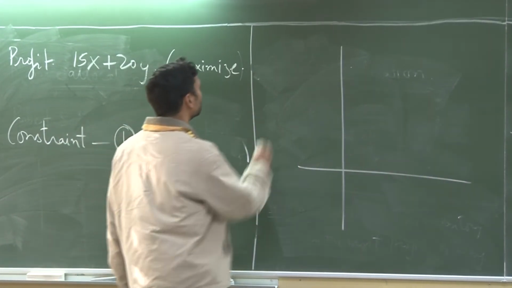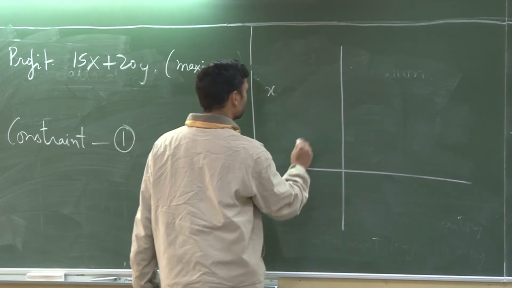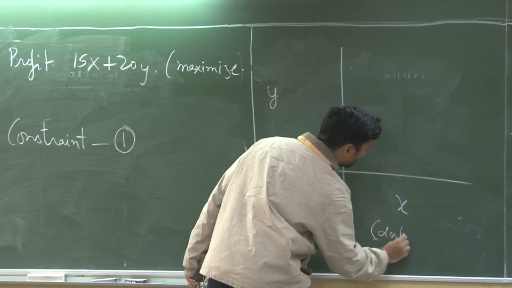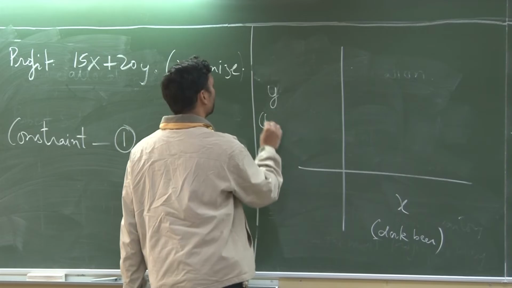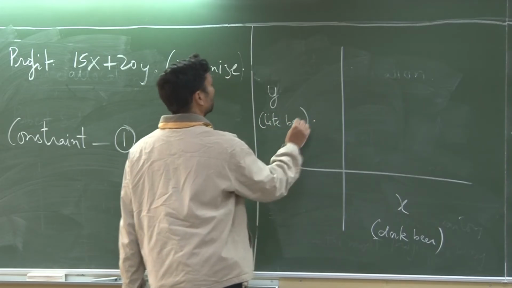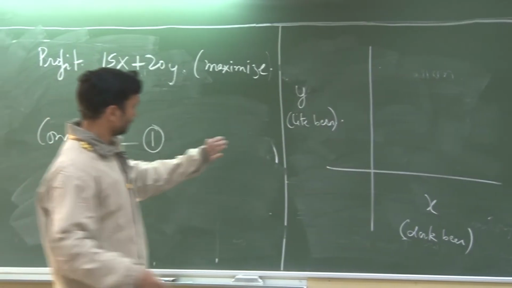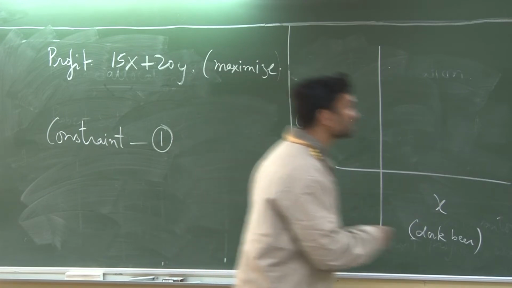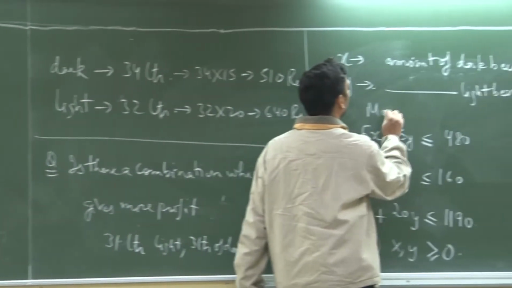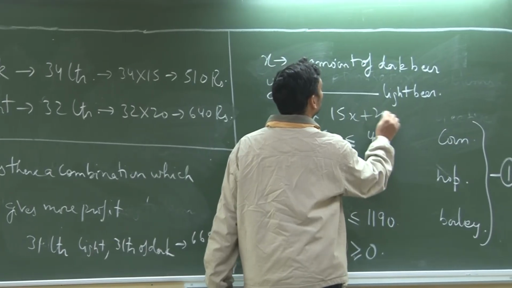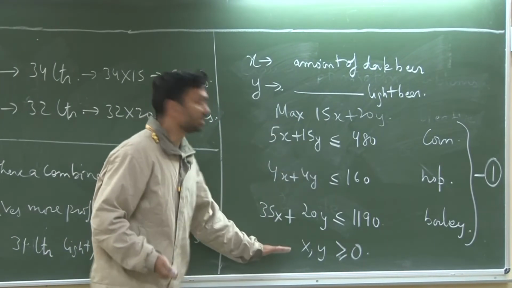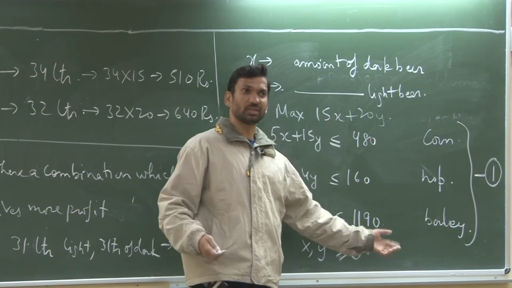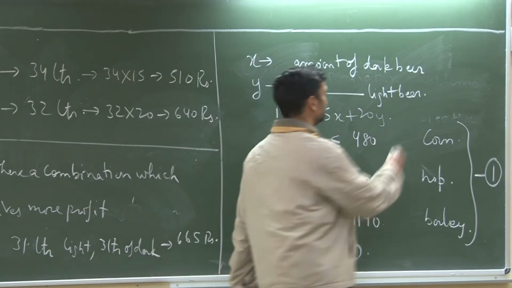In this two-dimensional plane, let's say y and x, where x is the amount of dark beer we are making and y is the amount of light beer we are making. Actually, these meanings are not really important right now. The only thing which is important to us is how to maximize 15x plus 20y such that these equations are satisfied. Their internal meaning, what is x, what is y, why is this equation there, we can forget about it.